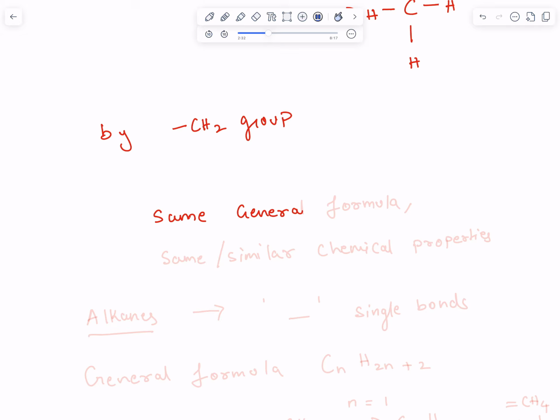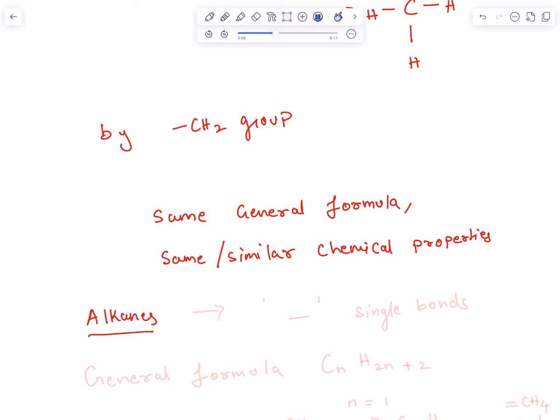Now, I will explain what a general formula is, but hear me out. So, homologous series: compounds with the same general formula, and the same, or rather similar, chemical properties. And their physical properties are also almost the same, but as the carbon chain length increases, there's a gradual change in physical properties.